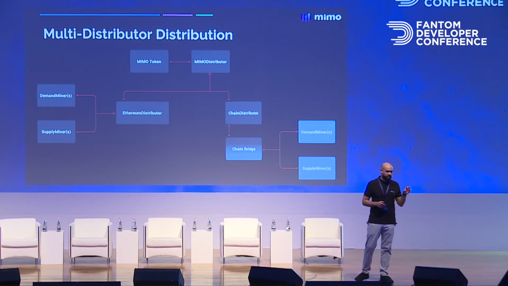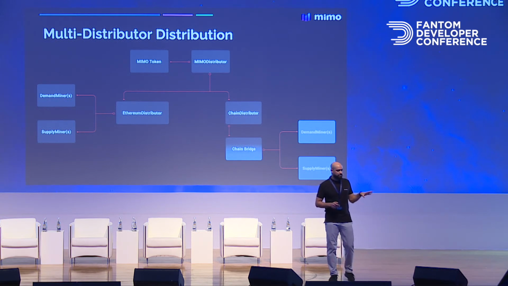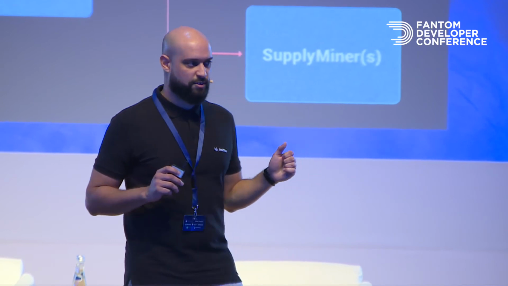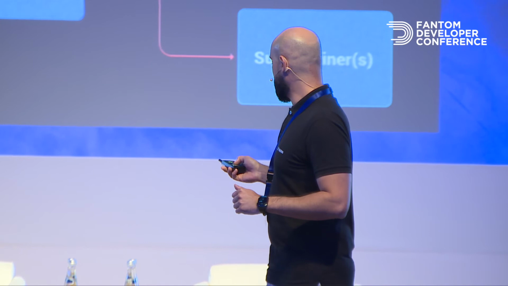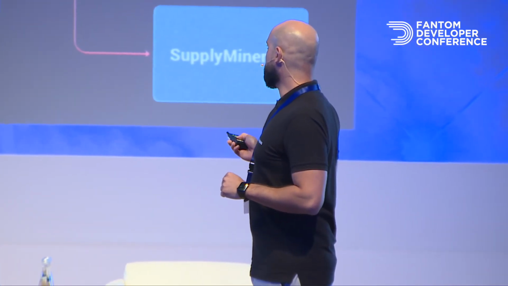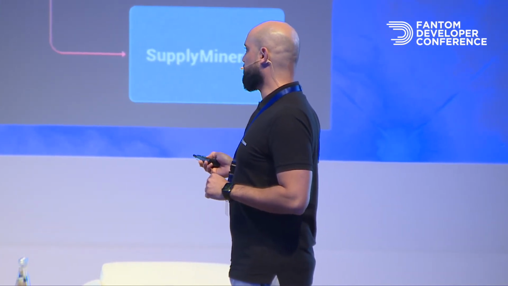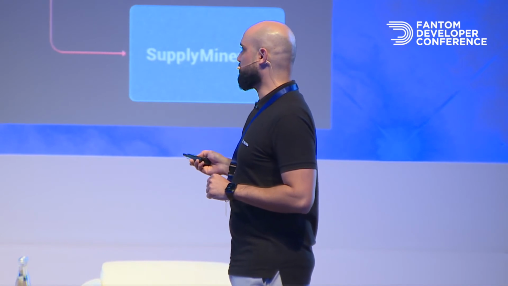architecture. So we keep the MIMO distributor. We also keep the demand and supply miners. But what we have between, it's a new layer that we called chain distributors. So here, to just give you an example, sorry. Here, like the previous example, the MIMO distributor is sending some tokens to the Ethereum distributor. And then this distributor is sending tokens to those miners.